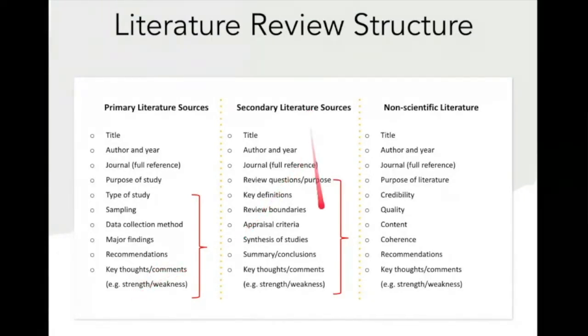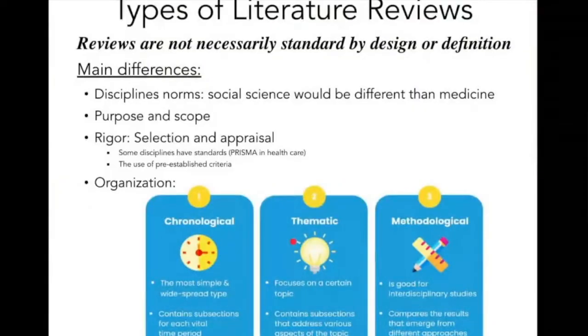And secondary has this unique, I call it unique, criteria, which is the review question, a purpose, a research question, the gaps, and you also identify the key definitions, boundaries, and then the search phrase, and then synthesis of the studies, what the author understands about the other articles, and then a summary or conclusion for that. Okay. So different types of literature.